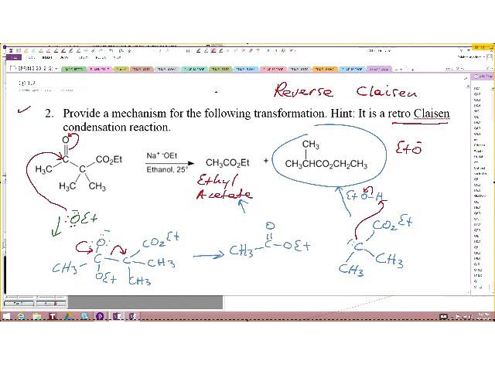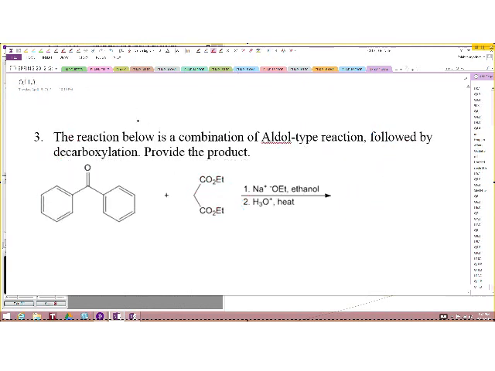Okay, so let us go to the next one. You got this down? Okay. See here. Olulade, can you read this for us? The reaction below is a carbonation of aldol type reaction followed by. Okay. Thank you. So this reaction here, what they are telling you, it is an aldol type reaction. In other words, you could use the concept of the aldol reaction in this particular transformation, and then also followed by the decarboxylation. So you must have some idea what aldol condensation is, or aldol reaction is, and then the decarboxylation.